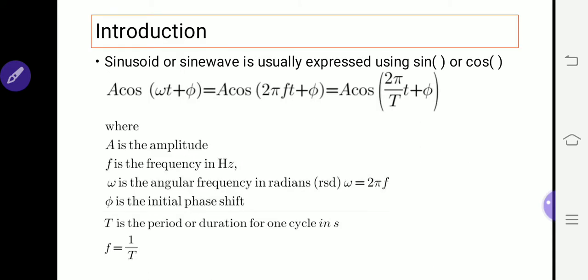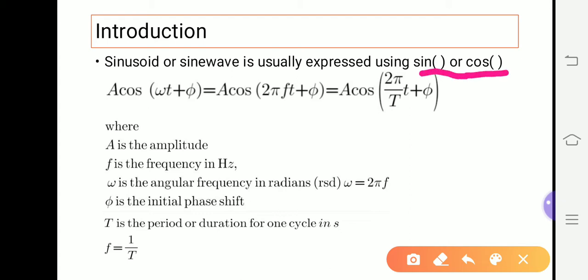So first thing is, let's do a bit of intro. A sinusoid or sine wave is usually expressed in terms of sine or cosine. If you see in the expression you have sine something or cos something, it means that term represents a sinusoid. A sinusoid is basically a periodic signal, and it is also known as a sine wave.